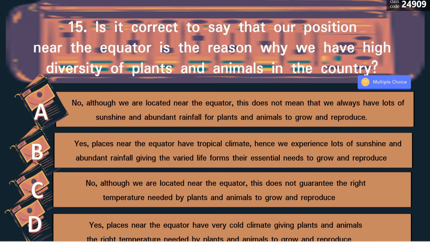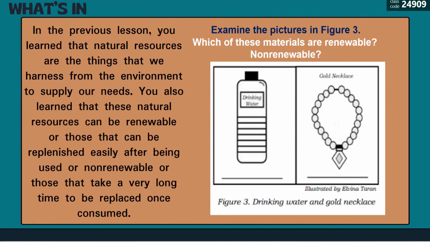Listen, let me repeat. It is correct to say that our position near the equator is the reason why we have a diversity of plants and animals in the country. It's letter B. Yes, places near the equator have tropical climate, hence we experience lots of sunshine and abundant rainfall, giving the varied life forms their essential needs to grow and reproduce. Very good. Congratulations for those who got it right.